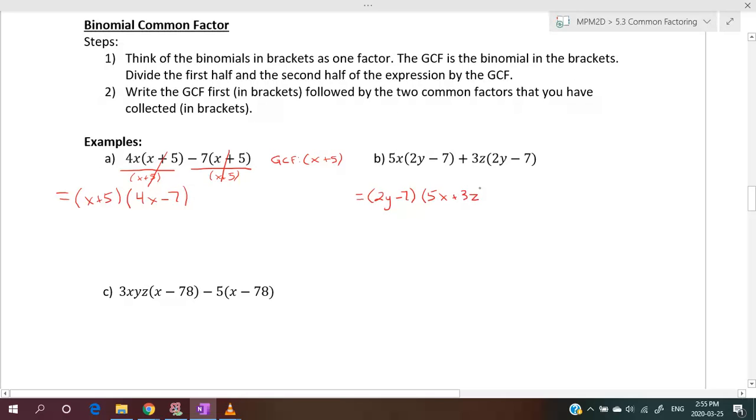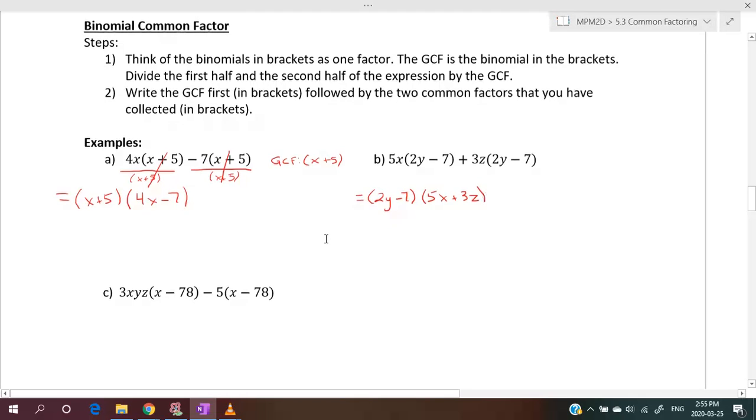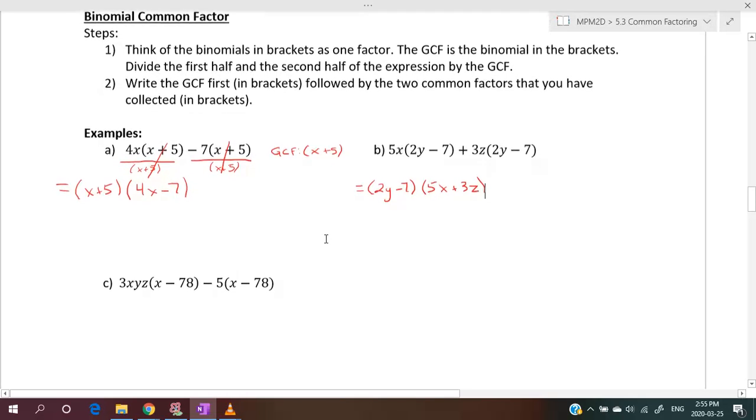Now, if you don't believe that this works, if this just looks like some kind of crazy algebra magic, I challenge you to expand this initial expression, expand and simplify it, and then expand and simplify the second one here using FOIL, and you'll find that you get the same thing. Why don't you pause the video right now and try this third one on your own?